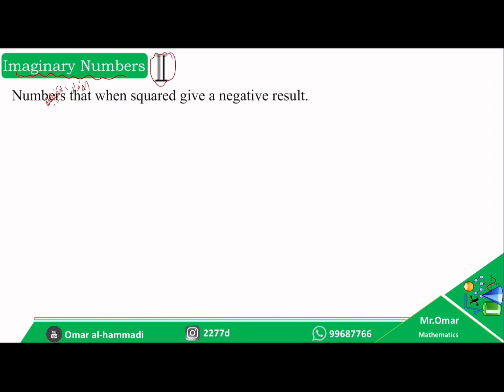But we have also another one, the imaginary numbers. The symbol of this one is i. These are numbers that when squared give a negative result.